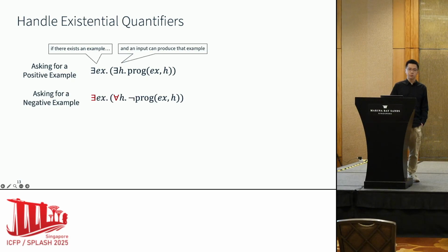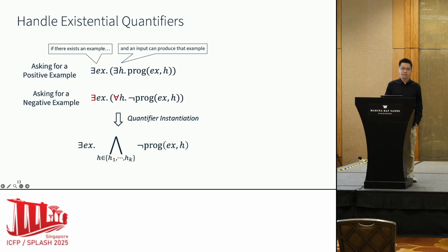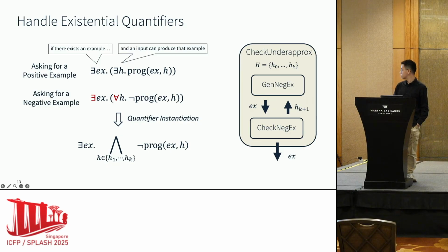But when you're asking for a negative example, the situation is different, because a negative example means that it can never be generated by any input. So here we get an alternating quantifier. The way we address this is through another layer of quantifier instantiation. Each time we generate a negative example candidate, we reduce the universal quantifier by checking only over a finite number of instances. And we have this loop to generate and validate the negative examples.